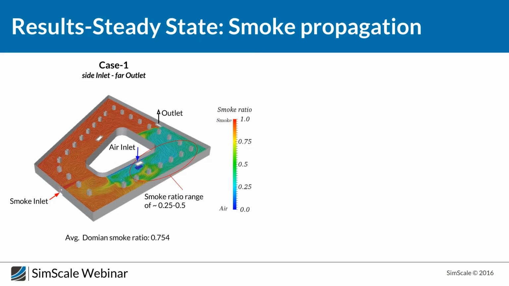So for the rest of the domain, we have very high concentrations, which means that virtually we have 1, which is the highest concentration that we can have. So this one shows that if we do a steady state analysis, if we wait long enough for that setup, this is going to be the final distribution of smoke inside the domain. As you can see here at the bottom, the average smoke ratio in the domain is going to be a little over 0.7. So this is the range of 0 to 1, 0 being air, 1 being smoke.